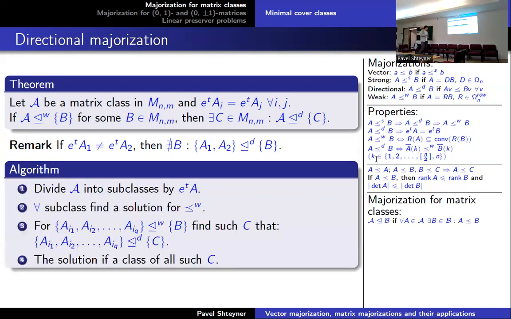So, we can solve this problem for directional majorization also. We divide A into subclasses by the column sums, the equivalence classes, you can say. For every subclass, we find a solution. For weak majorization, we already know how to do this, and take a subclass that is weakly majorized by some matrix, and using this theorem, you can find the matrix. The answer is possible such matrices.